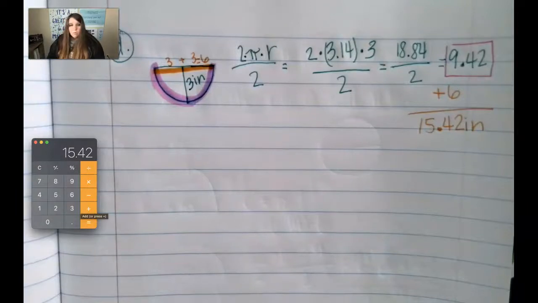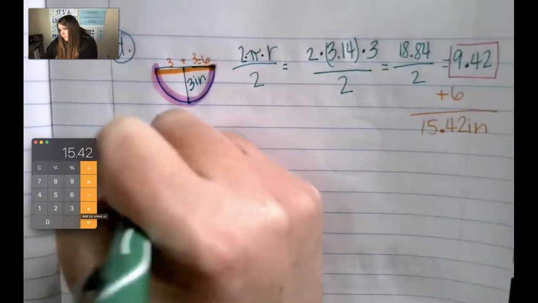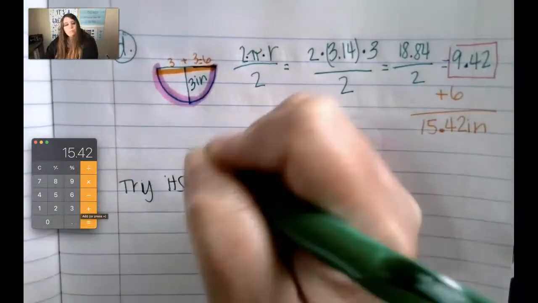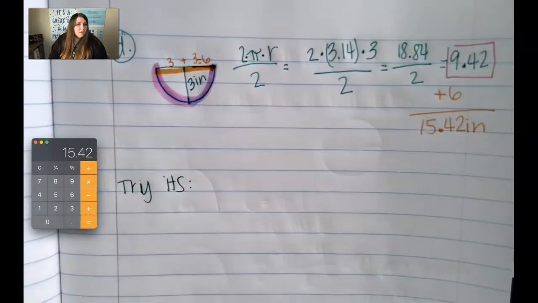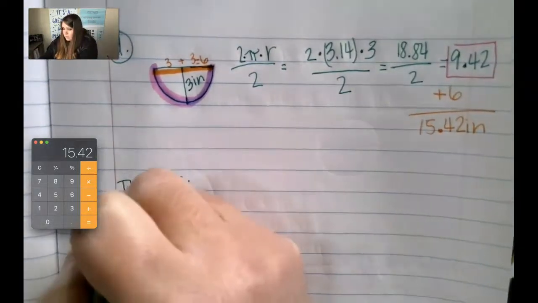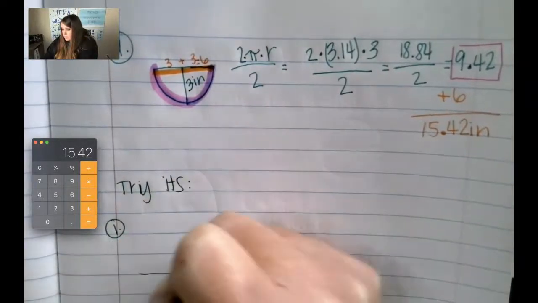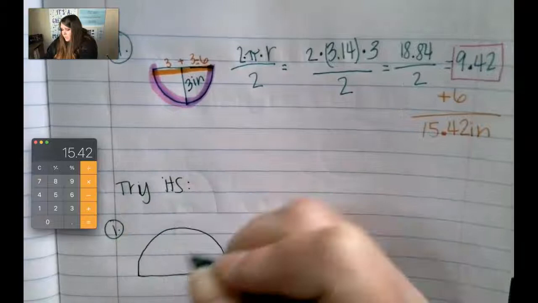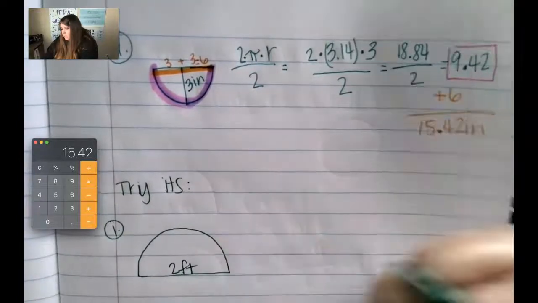You've found what it is to walk around not only the outside of your circle, but also straight across the inside. All right, it is your turn now to do some try-its. We're going to do 2 try-its for you. Try-it number 1 has a semicircle, and this semicircle has a diameter of 2 feet.